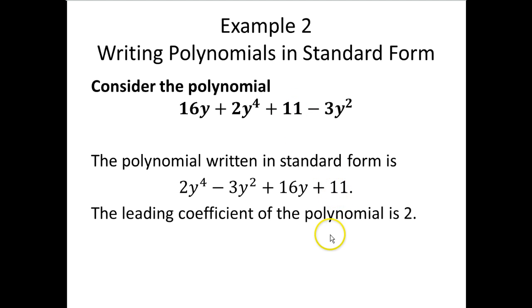So notice it's easy to see now what the leading coefficient of this polynomial is. It's 2. Here's the coefficient of my variable term, and it's 2. The degree of this polynomial being once again 4.